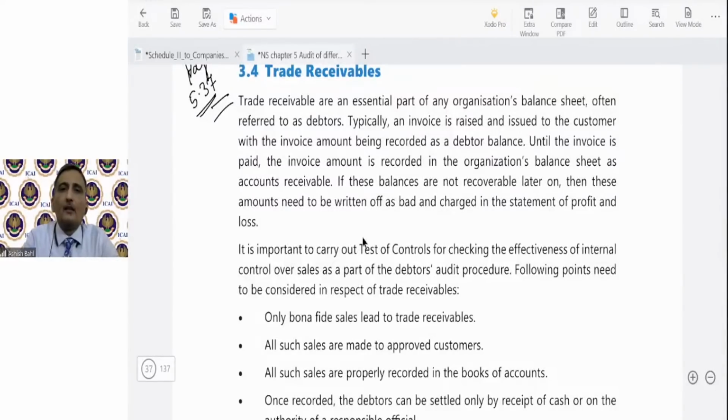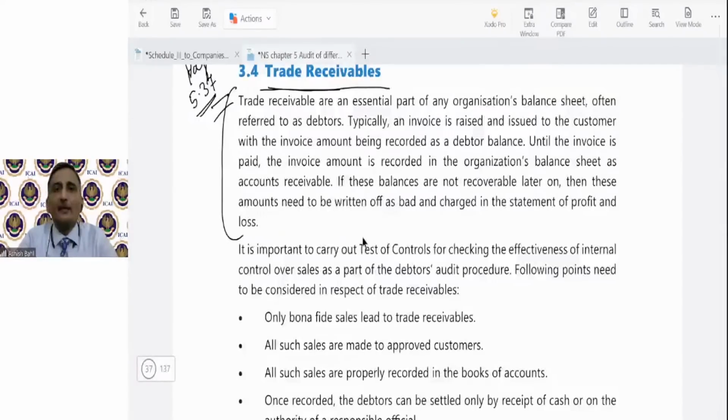So, trade receivables. We have chosen this item, students, first because you have already read about external confirmation procedures in SA 505, and you know about trade receivables. It is more familiar to you. That is why we have chosen this item.